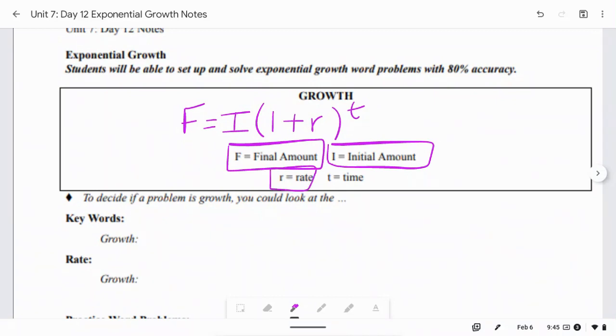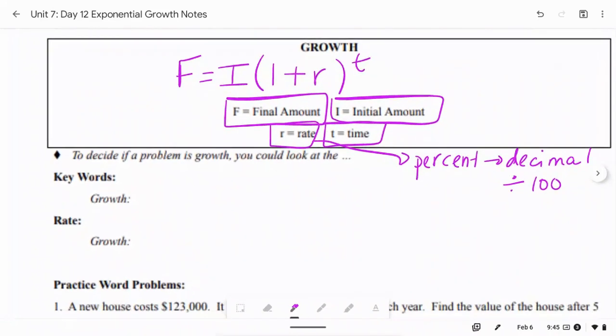R stands for a rate, and they always give you a rate as a percentage. So in the formula, you have to take the percentage and convert it into a decimal. Remember, to do that, you just divide the percentage by 100 to get the decimal. And then T stands for the amount of time.